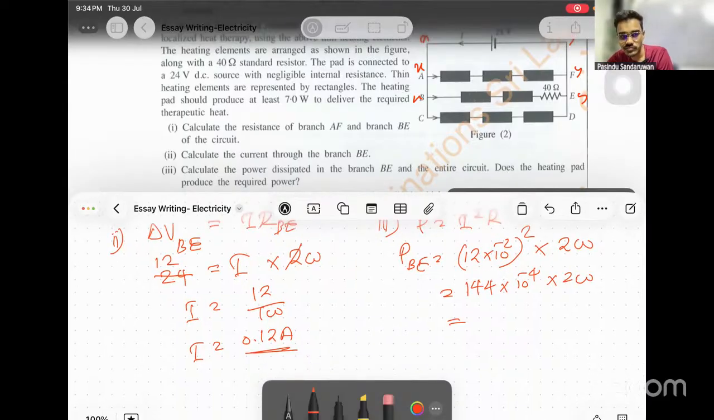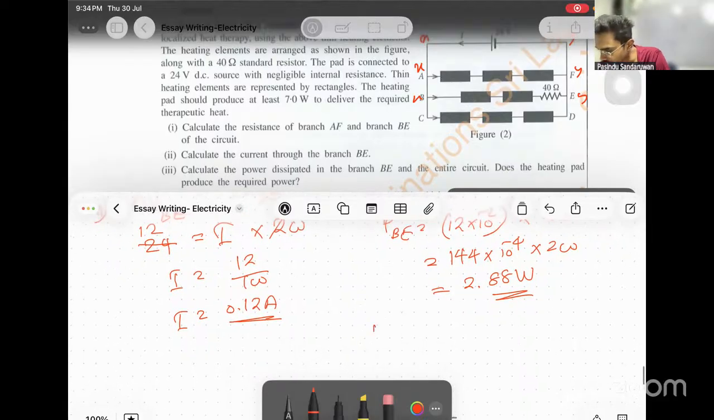These two cancel. 288 means 2.88 watts. Since the resistances of AF and CD are the same, their powers are the same. We can find their powers also. Power of AF equals power of CD, because their resistances are equal and currents are also equal.